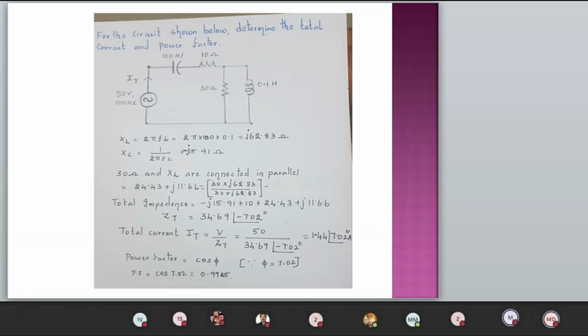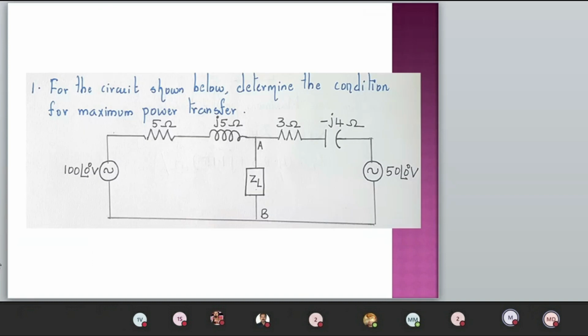The most important thing here is to understand how to determine the power factor: the cosine of the angle of total impedance, cos of 7.02. The remaining calculations are very simple and nearly similar to DC circuit analysis. And take care: XL is 2 pi FL, XC is 1 by 2 pi FC. Now let us work out a problem related to maximum power transfer.